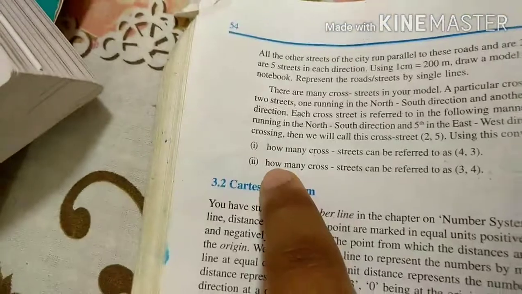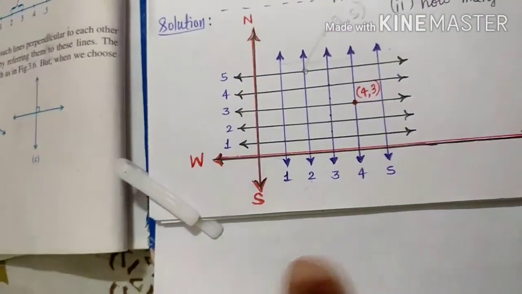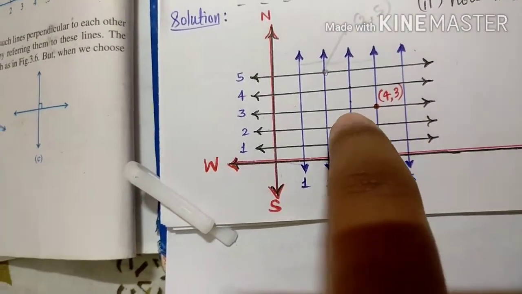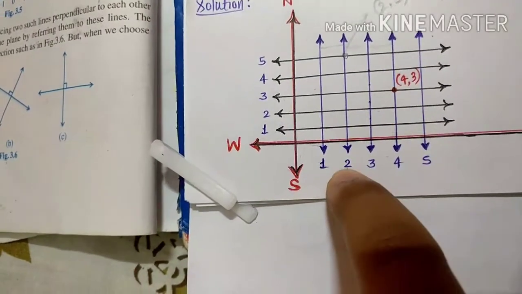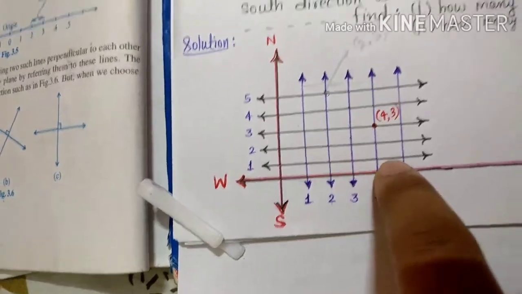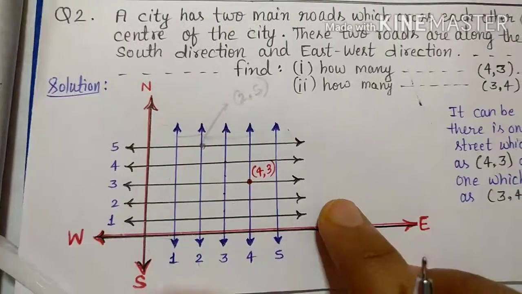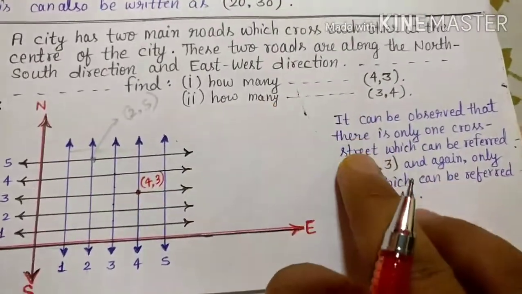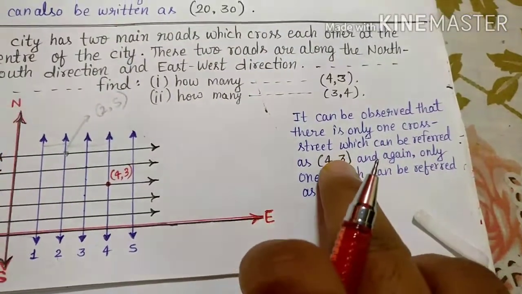So what is the question? We have located this point, but how many cross streets can be referred to as 4, 3? Can we say this one is 4, 3? No, this is 3, 3. Can we say this one is 4, 3? This is 2, 3. This is 1, 3. So each street is different from each other. So 4, 3 is only one here. It can be observed that there is only one cross street which can be referred to as 4, 3.